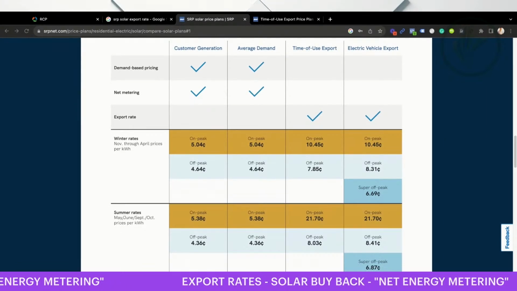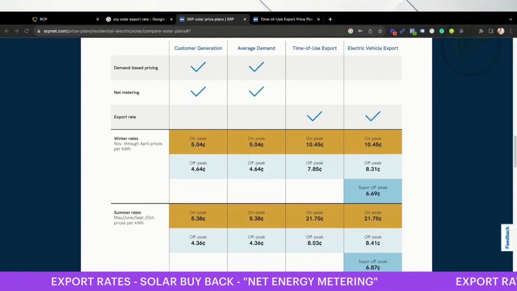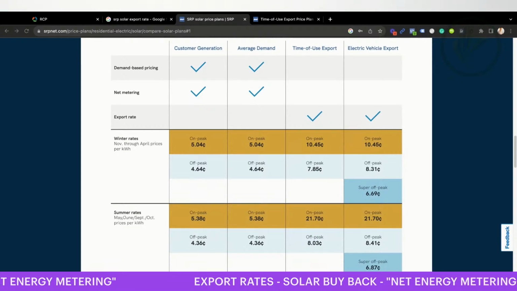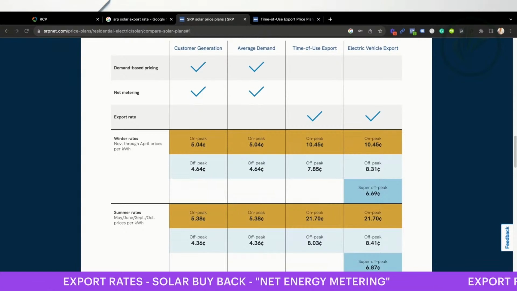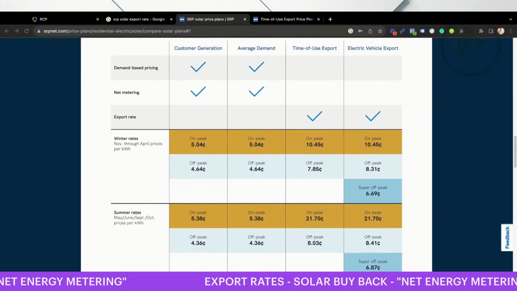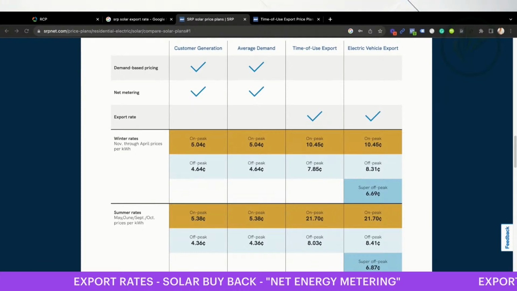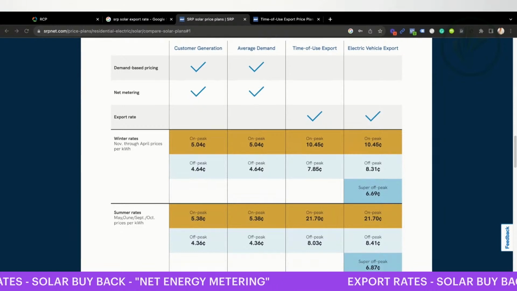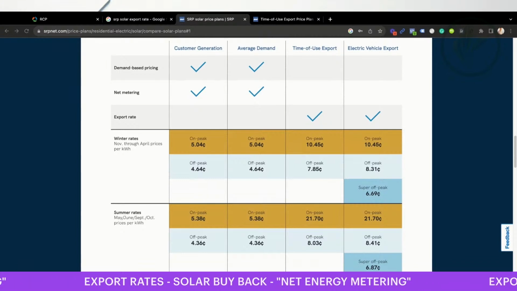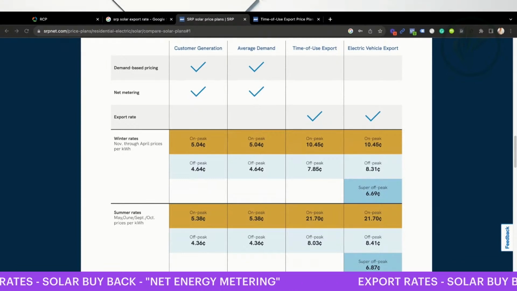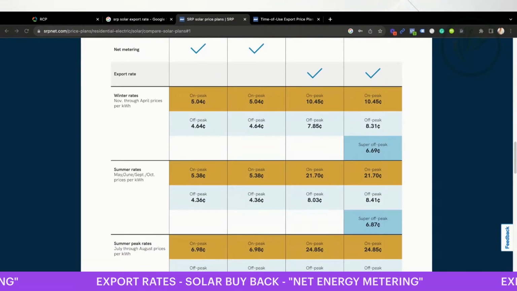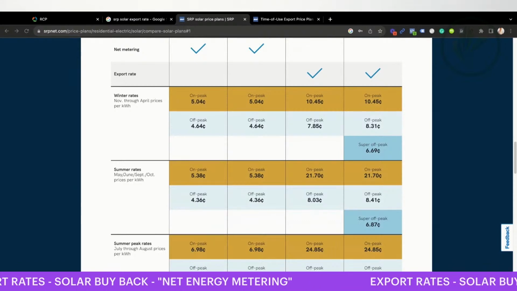But compare these. You can see that it might look more attractive in the customer generation and average demand plan, with the on-peak being 4 cents and the off-peak being 5 cents, versus on-peak 5 and off-peak 4 in the others. You can see that it's a little bit higher, almost double in this case. Actually, more than double for the on-peak. And so you might be like, well, I'm going for this one. But keep in mind that the demand-based pricing is where you're going to really get slammed if you're not careful. And here's why. So that's the winter rates, always cheap anyway. But the on-peak rates in the summer stay relatively the same for these two plans. So again, they're looking attractive.